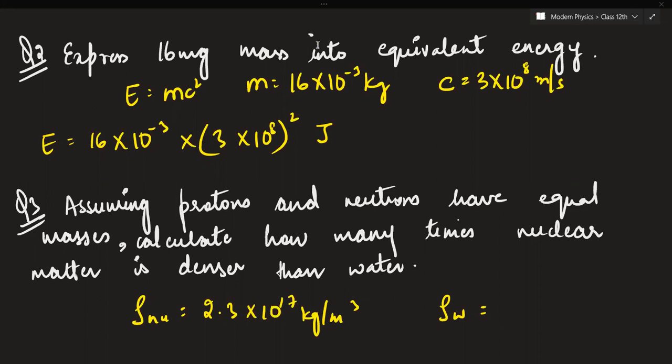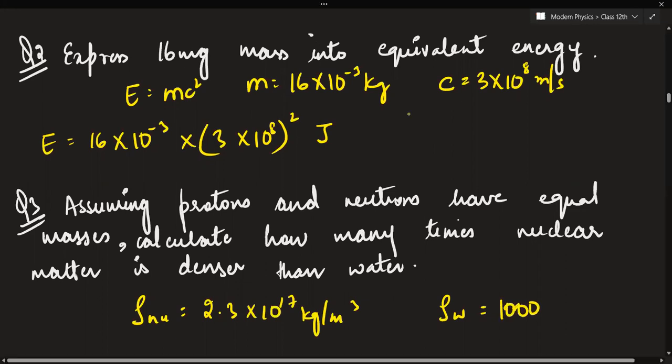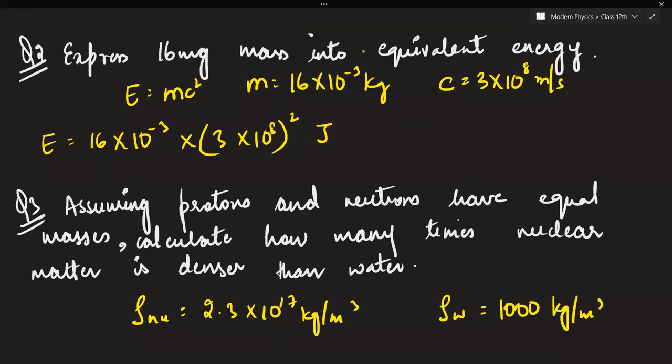Yes, correct. Sneha, Salman, correct. Salman, that is in CGS unit. Sneha has answered in SI unit. So we take it as 1000. Those who do not know, remember it right now. 1000 kg per meter cube. That is the SI unit of water.